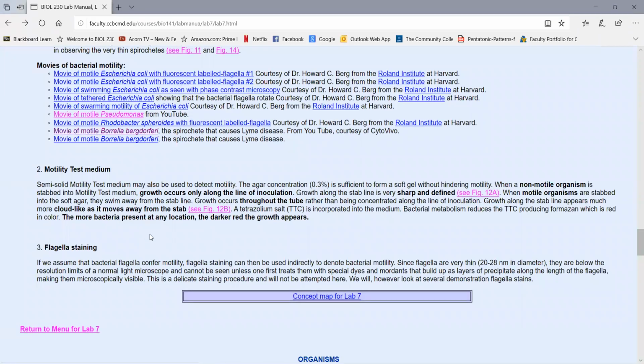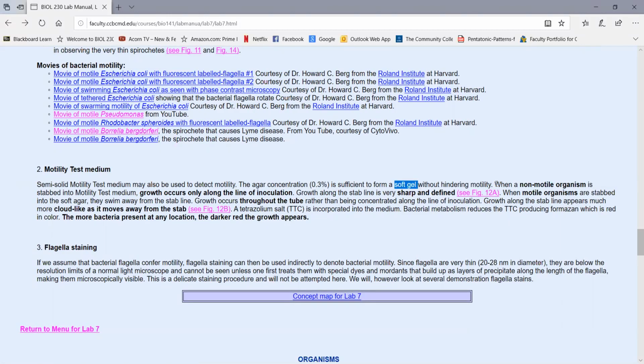Now, a second way we can detect bacterial motility is to use motility test medium. And motility test medium is a semi-solid agar. It's a stab tube, which we inoculate by stabbing, as we learned in Lab 2. It is solid enough that it forms a soft gel so that non-motile organisms can't move away from where it was stabbed, but a motile organism can swim through the gel and swim away from the stab line.